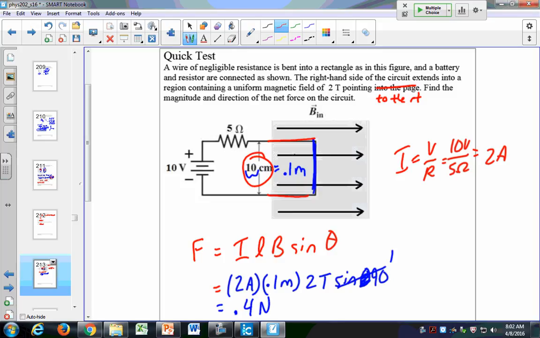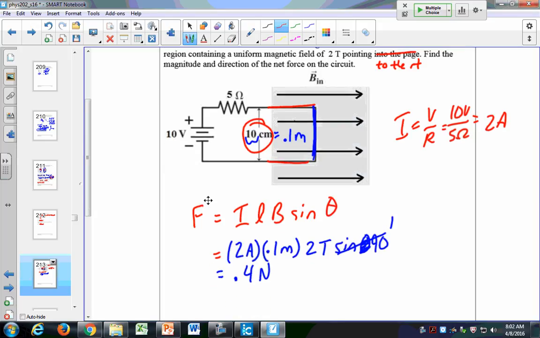So I also want to find the direction of that net force. Our current flows in this direction with conventional current. So I have my current in this direction, I, B is to the right, so it's going to be out of the page. So 0.4 newtons in the K direction, out of the page, is my force. Or you could just write the symbol like that.